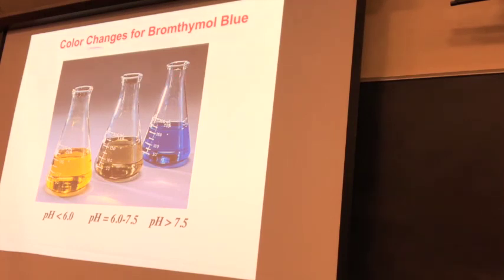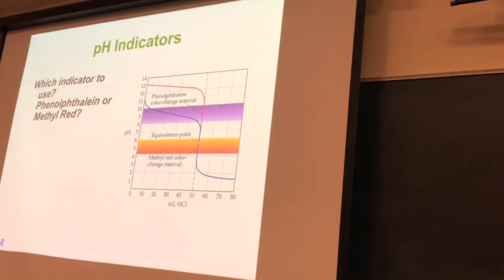And so one form, weak acid or conjugate base, will be yellow, and the other form will be blue. It's its own very weak system, and the color change happens because of the conjugates, which is kind of cool. Here's a question you could see: which indicator do you want to use for this titration? Do you want to use phenolphthalein or methyl red?